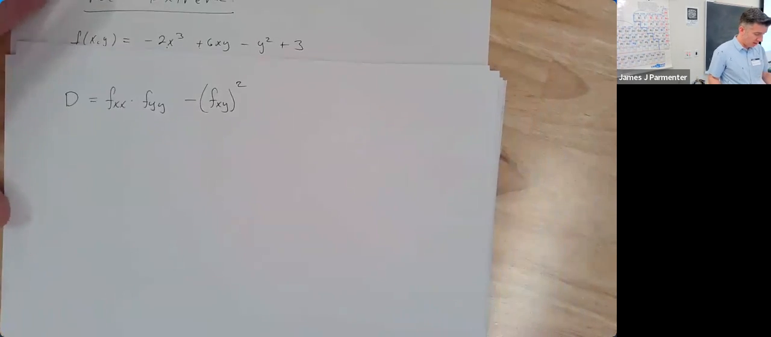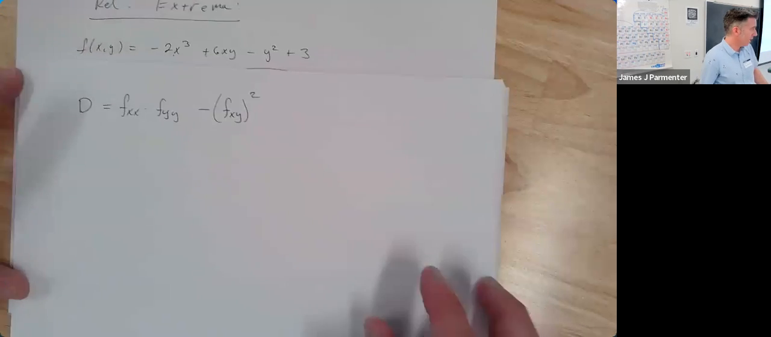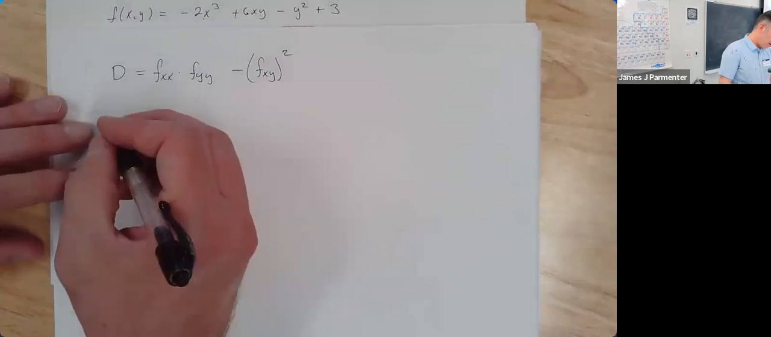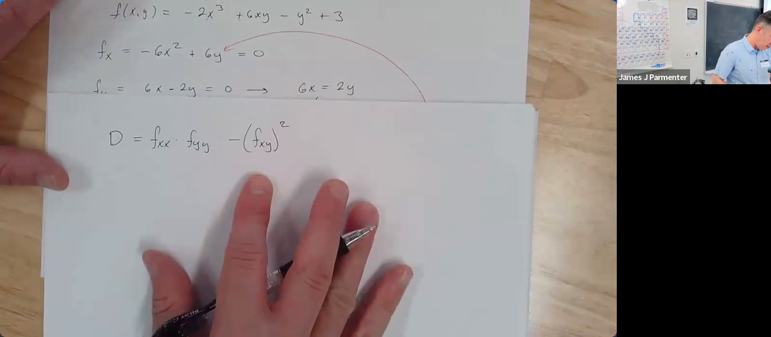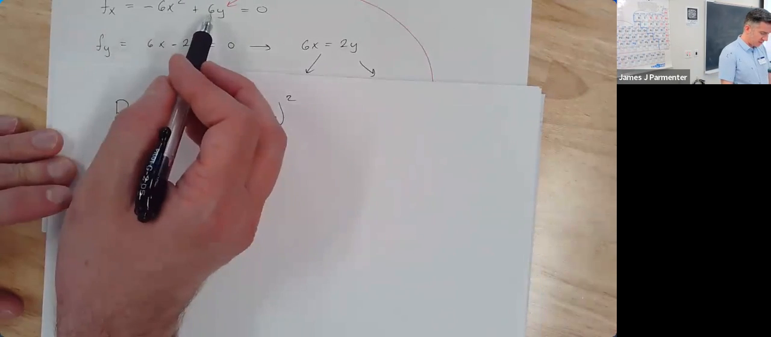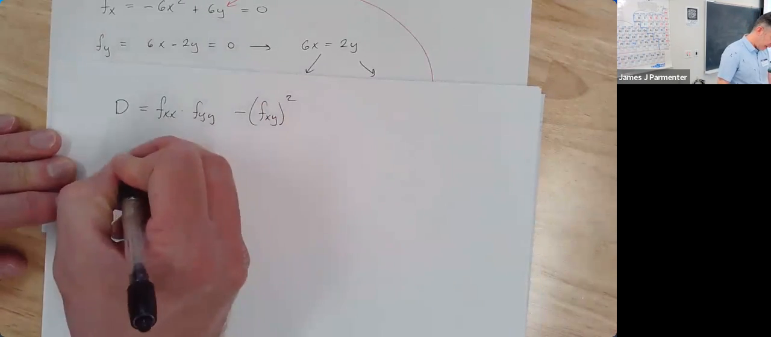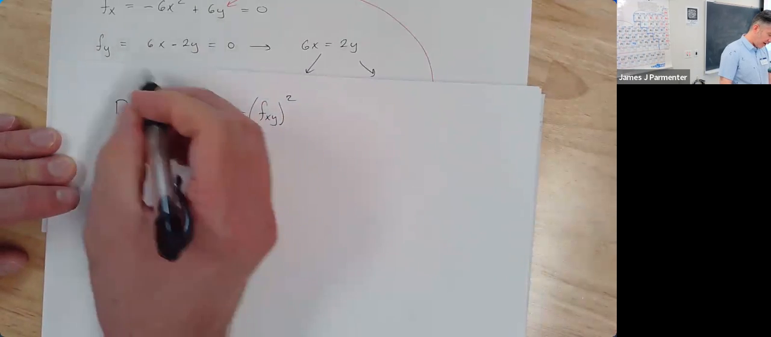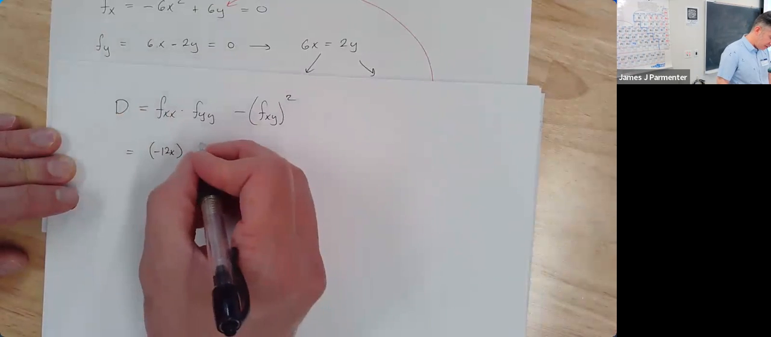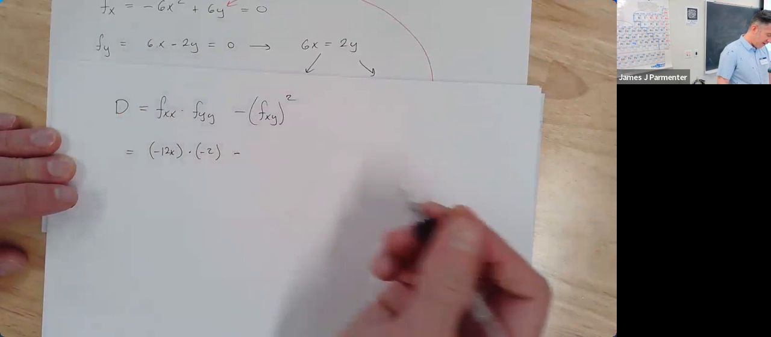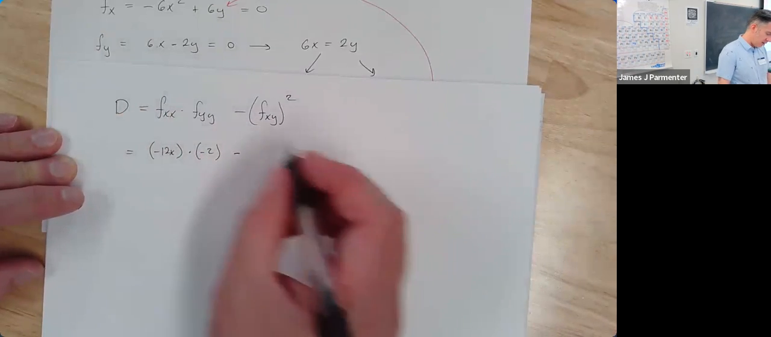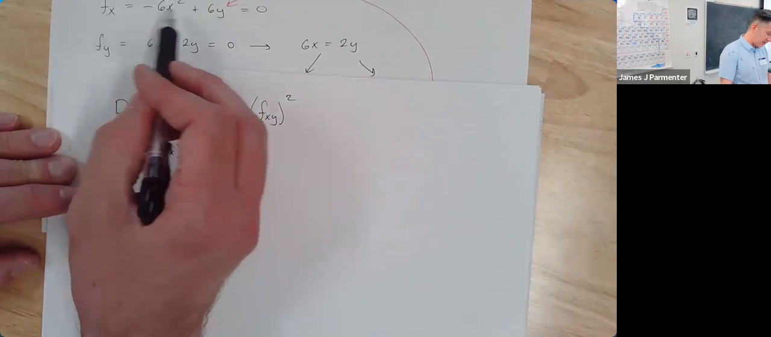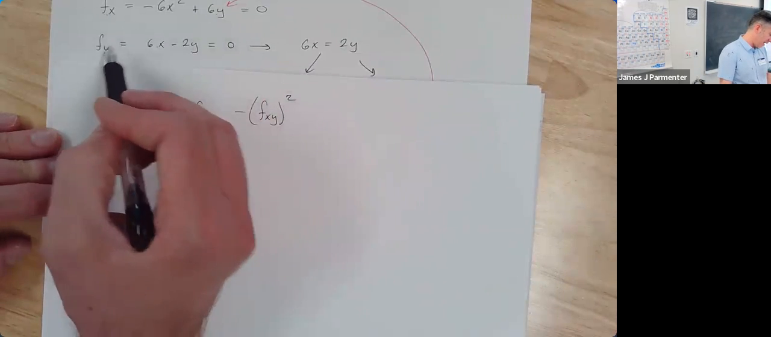You definitely need to memorize that. Yeah. So then, in this particular case, our fx was negative 6x squared plus 6y. So our fxx is going to be negative 12x. Our fyy is going to be negative 2. And our fxy, fx with respect to y, is going to be 6. Or fy with respect to x is also going to be 6.